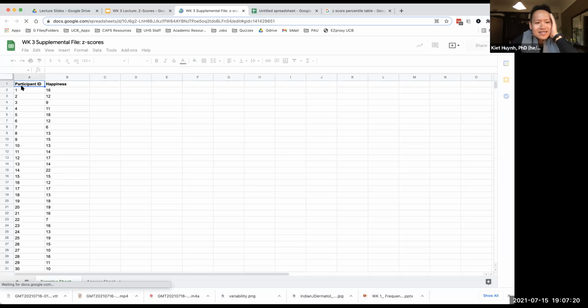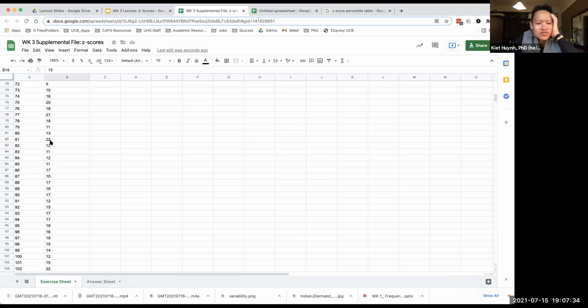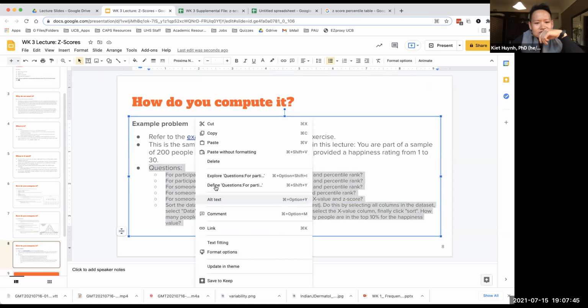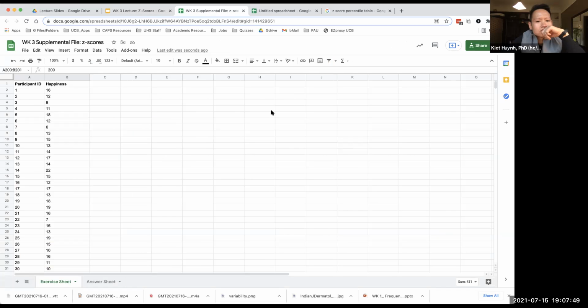Here's a data set. You have participants in this column and their happiness level in this column. Participant 1 rated a happiness of 16. Participant 15 had a happiness of 15. So remember this is from 1 to 30. You see down here, it has 200 people. All right, so let's copy and paste these questions. Okay, this will come here.